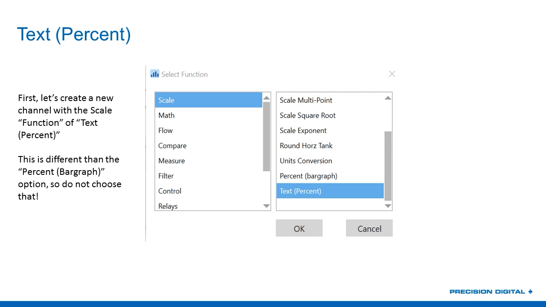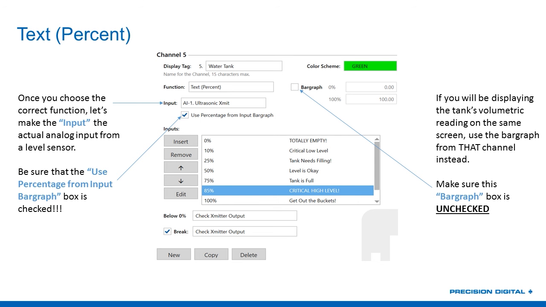And so what we do is we create a regular channel, and in the scale function, you'll see this text %. That's the function that we want there. And when you select that, this is what the screen looks like. So again, you're scaling a 4 to 20 milliamp signal, but instead of using numbers, we're using words, okay? The first thing we want to do is make sure that this checkbox is checked. It says use percentage from input bar graph. We want to use that.